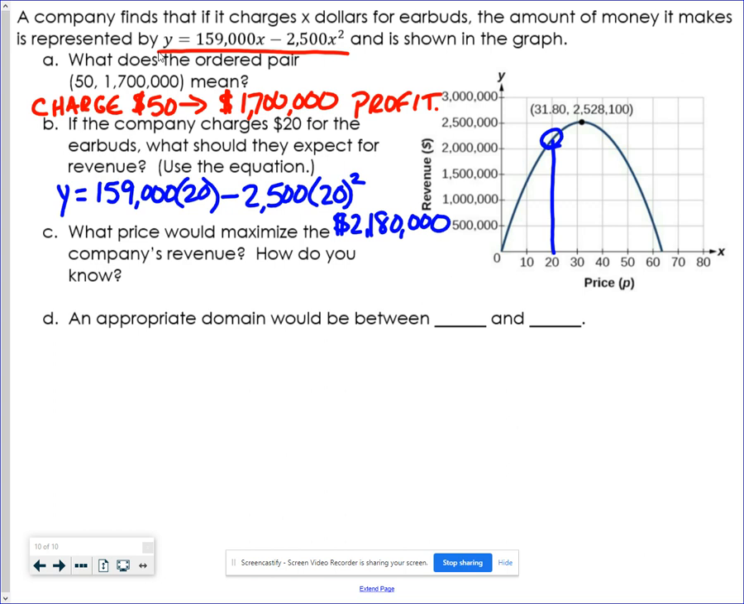Part C, what price would maximize their revenue? How do they make the most money? Okay, well, this one, I don't need to use the equation or anything. This is the vertex. That is the tallest part of the graph. That means that they should charge $31.80 because it's at the vertex.